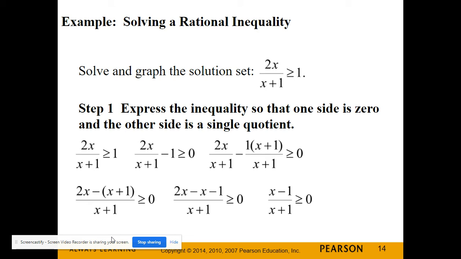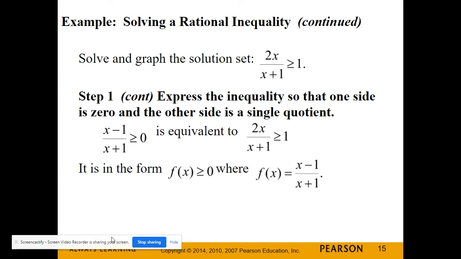Then in order to combine those two expressions, you need a common denominator of x plus 1. Now you have it over the same common denominator, simplifying it, and you end up with x minus 1 over x plus 1 is greater than or equal to 0. All right, so those two inequalities are equivalent to each other, so we can use the one that's set equal to 0.